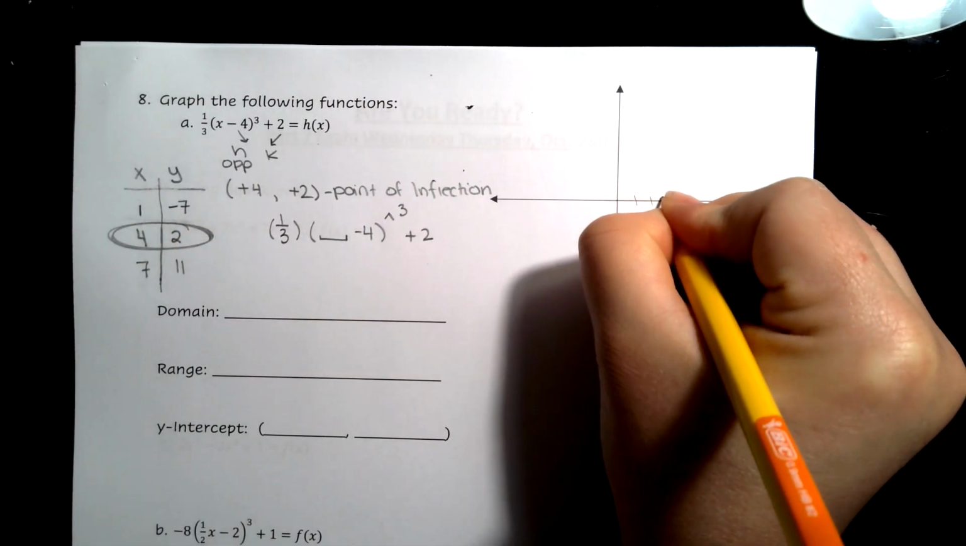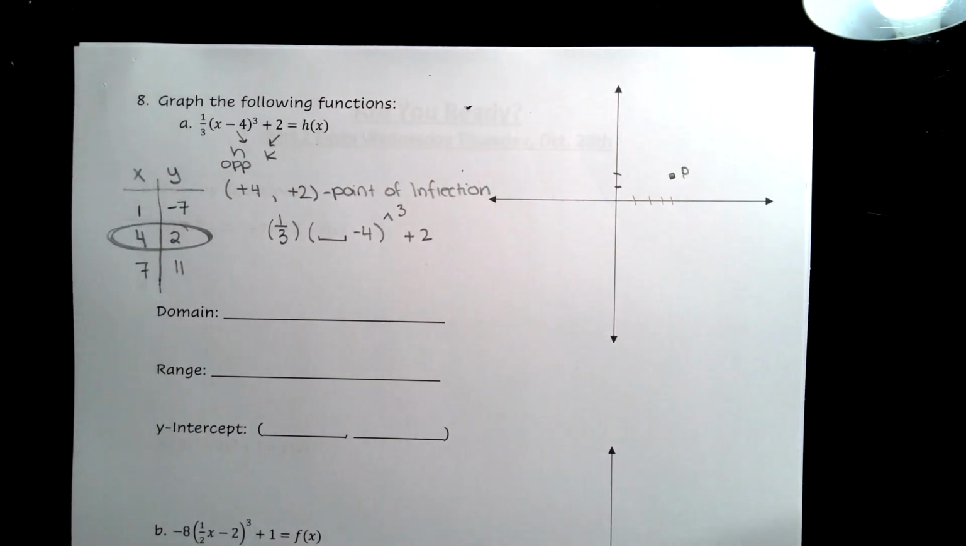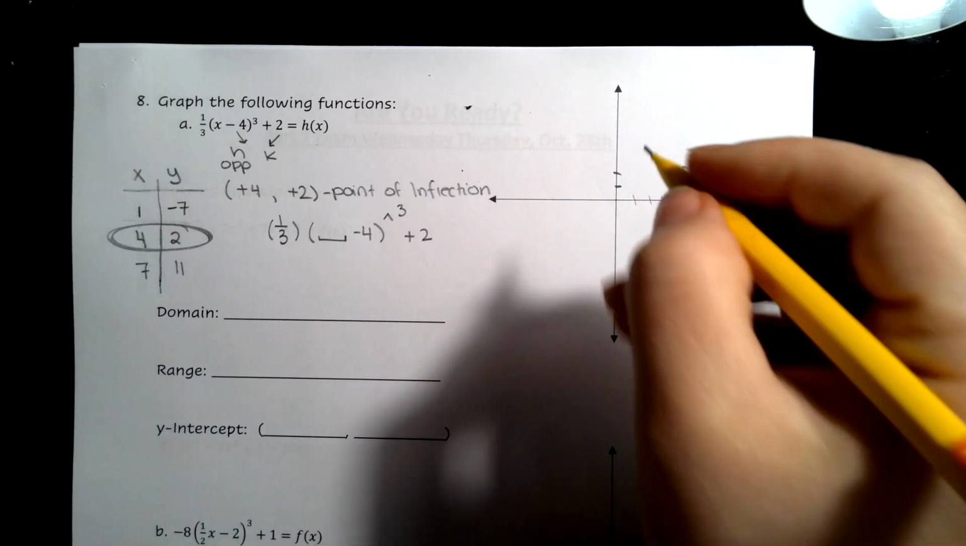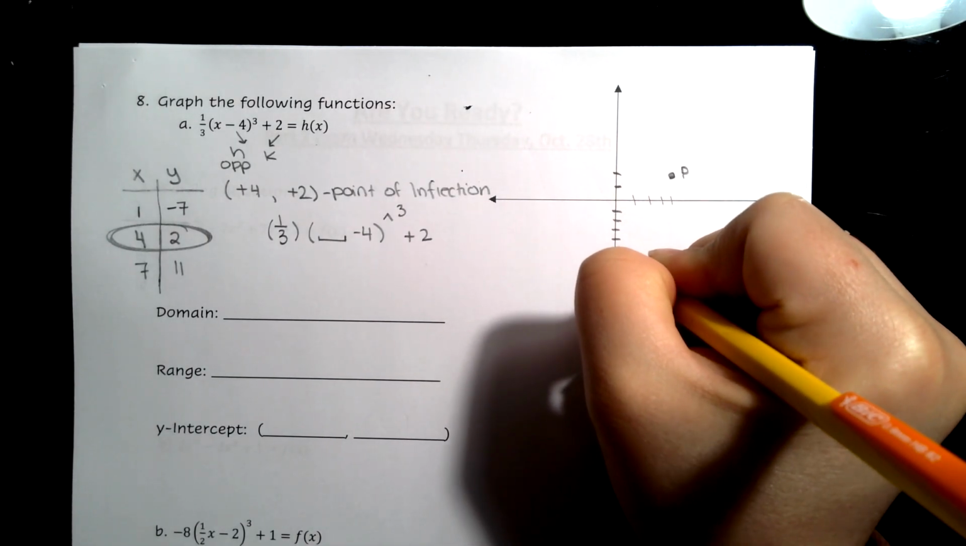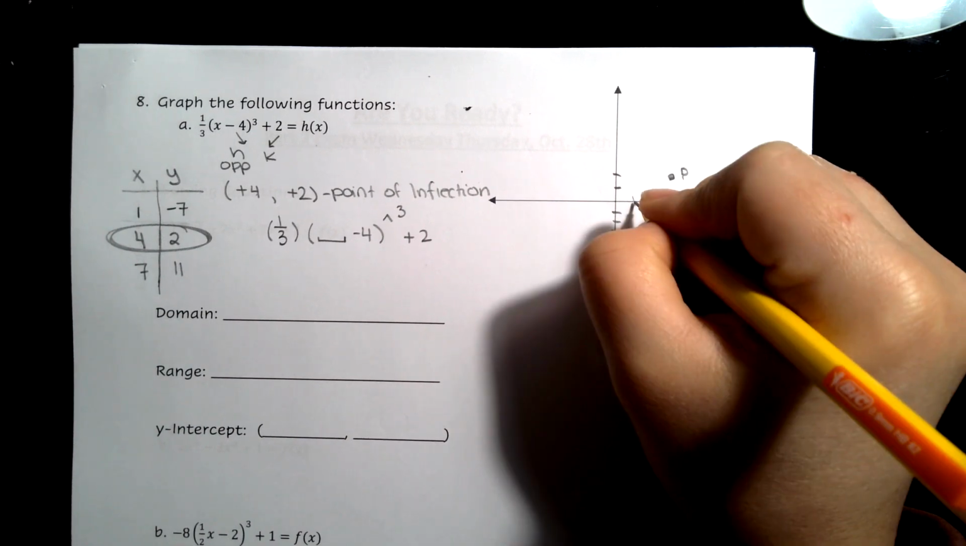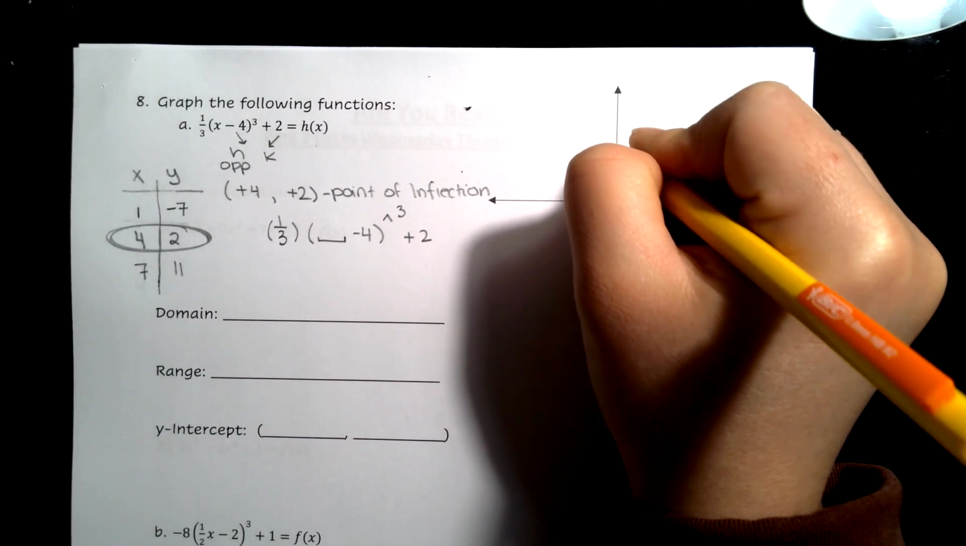To graph, you're going to start with this point of inflection. We have 4, we have 2. Identify it, either I or P or something. Don't lose this point. Then we have 1 and -7, and we have 7 and 11.